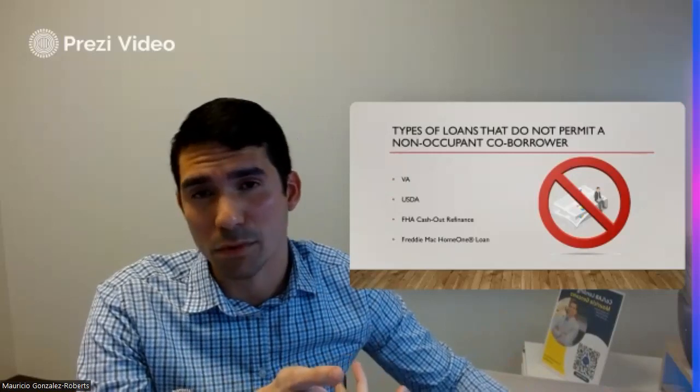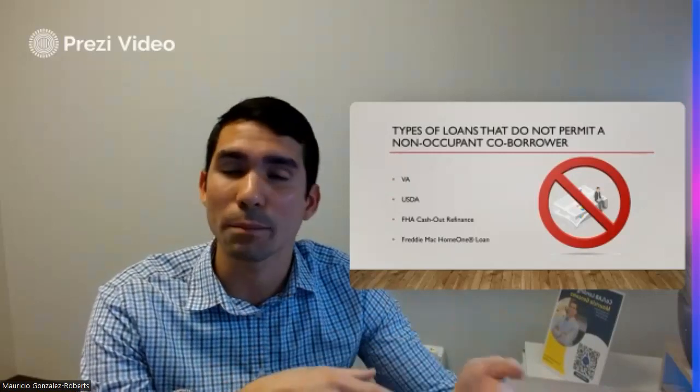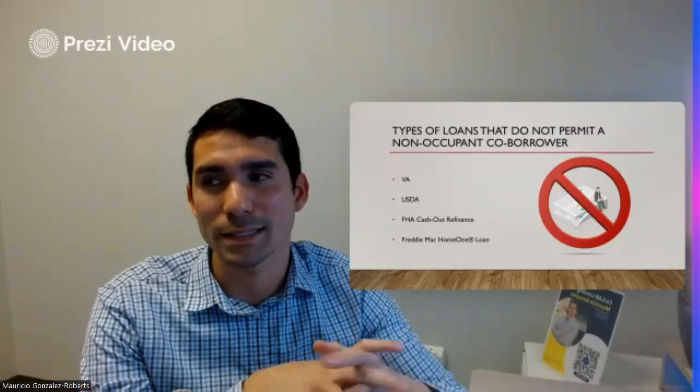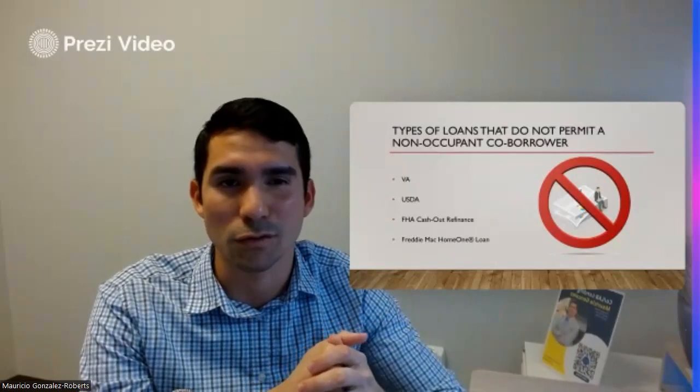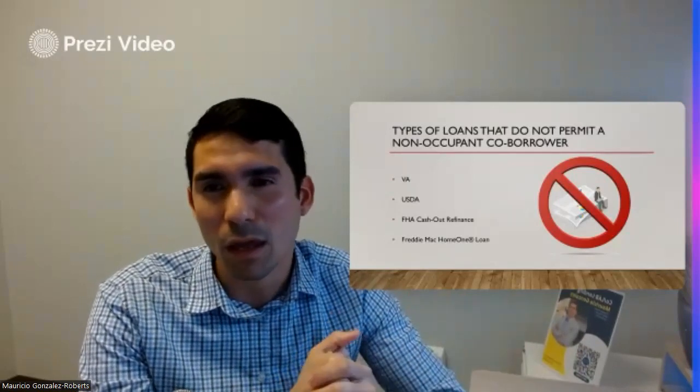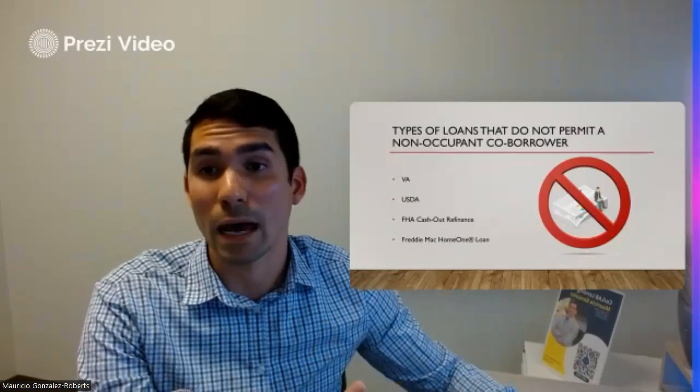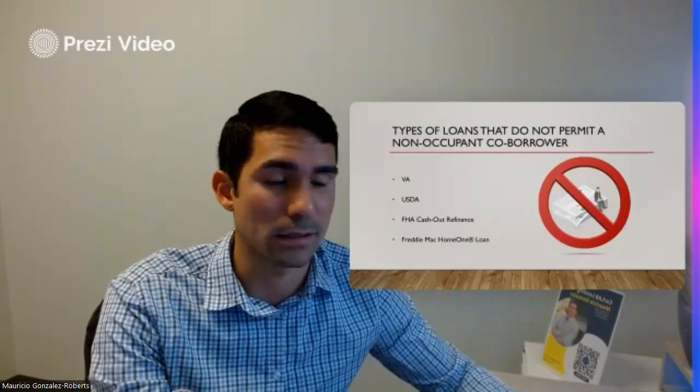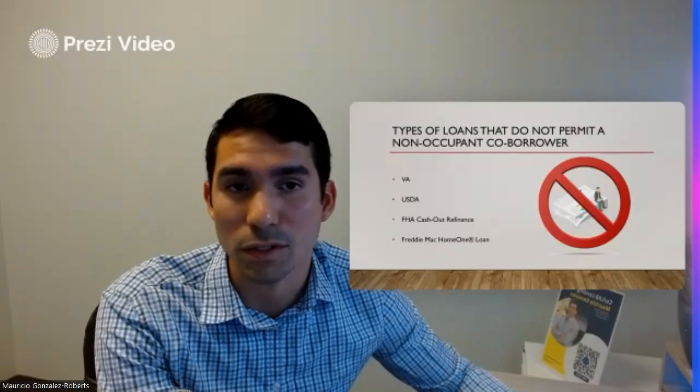Freddie Mac has a program as well, which is called the Freddie Mac Home One program. And this one is a low down payment option that serves the needs of first-time home buyers typically. So obviously they don't allow us to do cash-out refinances and have non-occupant co-borrowers in this situation.